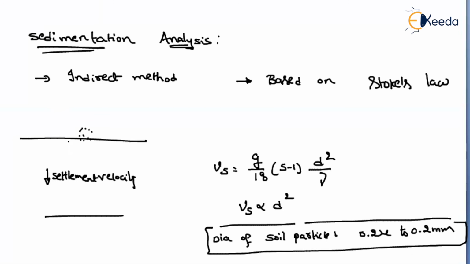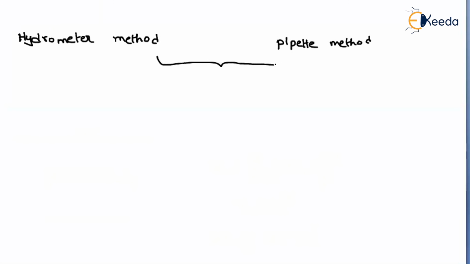Okay. And also we will use another method, that is the hydrometer method. So by using the hydrometer, we will do the sedimentation analysis. And also we will use the pipette method. These two are the methods used for the sedimentation analysis, the hydrometer method and the pipette method. And these two methods are based on Stokes' law. So coming to the sedimentation analysis, if you can learn this much, then that is more than enough. Okay. Thank you.